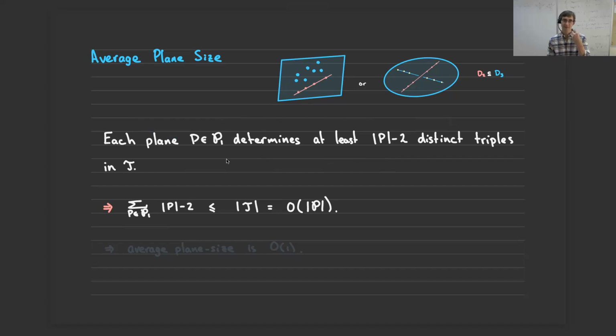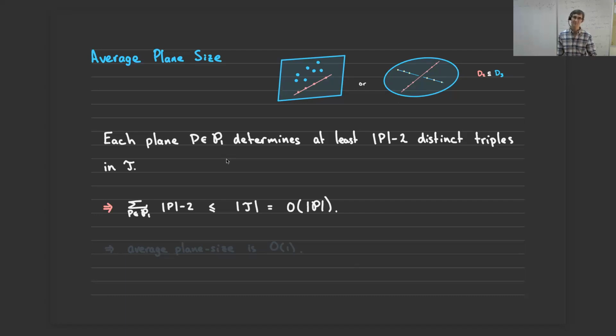And then you have to look at the planes that are spanned by triples in script T, and you need to show that each one of those planes determines a significant number of distinct triples in script T. And this is just using basis exchange. I won't go into the details, but you can use basis exchange to get the right number of bases that you can order in a way that works. So every plane is actually determining a lot of distinct triples in script T. And of course, every triple in script T determines a unique plane.